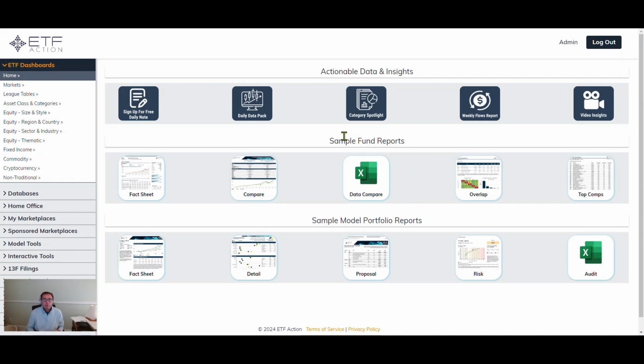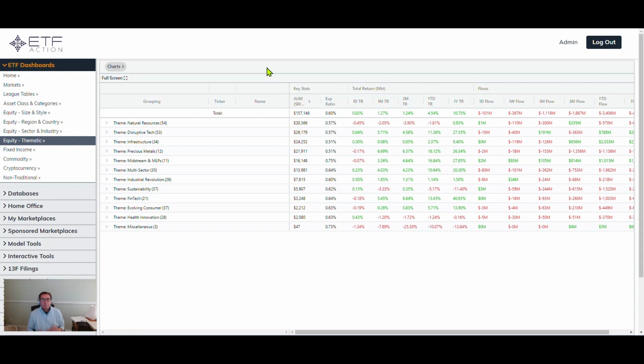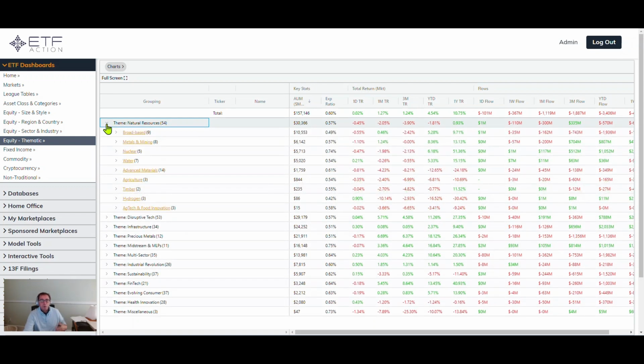So to get started, first I want to take a quick review of the thematic space, and we're going to highlight just how ETF Action breaks down thematic ETFs, and then I'll dive into more specifics utilizing specific ETFs and their overlap allocation to the two various major composites. So first and foremost, let's take a look at our thematic dashboard. If you go to ETF dashboards, equity thematic, we group this by our segment, the broad segment of the theme, and then secondarily by the more specific group.